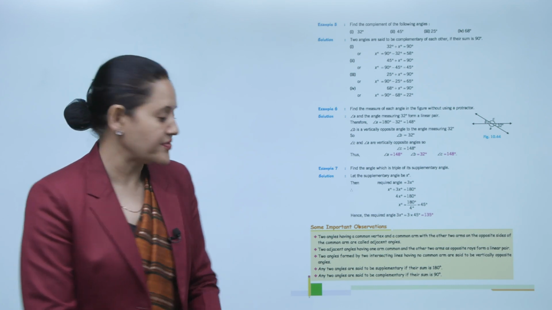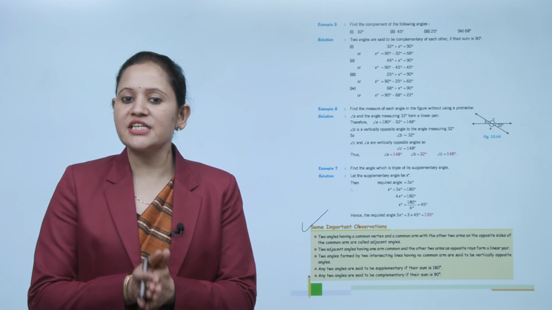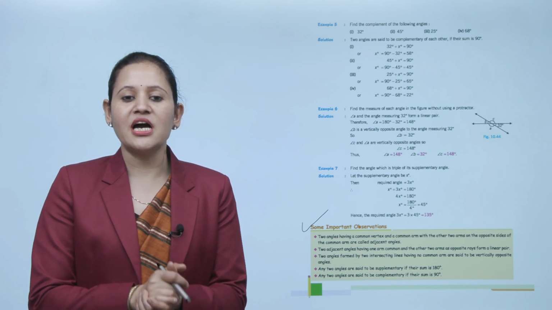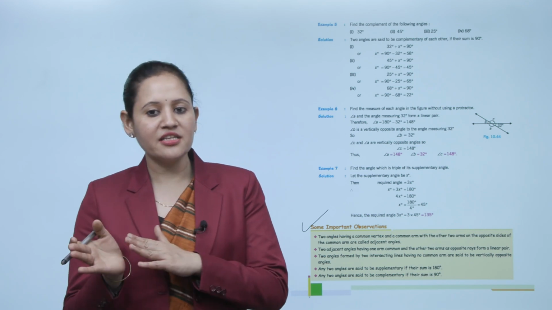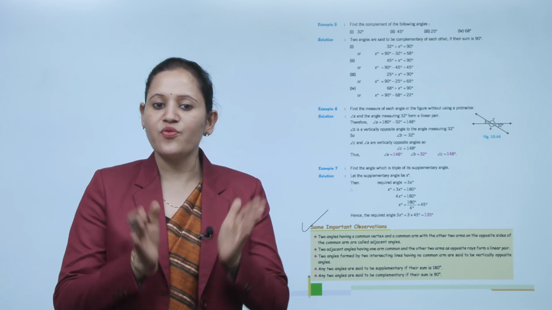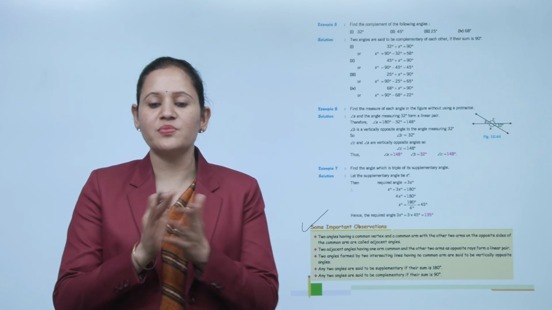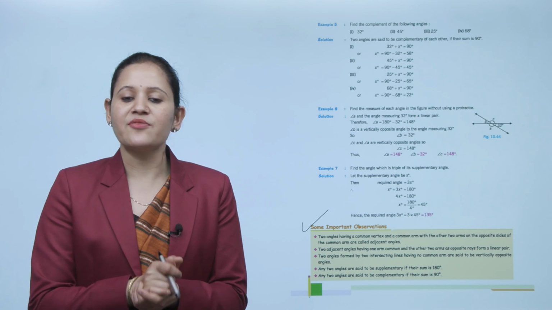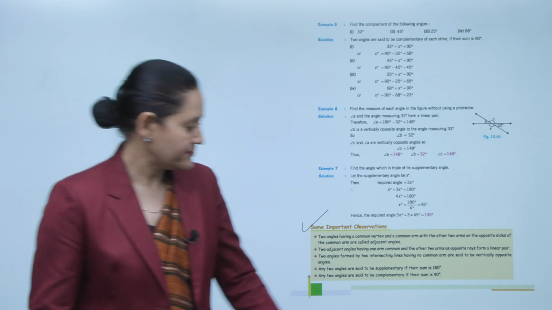Next are some important observations. Two angles having a common vertex and a common arm, with the other two arms on the opposite sides of the common arm, are called adjacent angles. Two adjacent angles having one arm common and the other arms as opposite rays form a linear pair. Two angles formed by two intersecting lines having no common arm are said to be vertically opposite angles. Any two angles are said to be supplementary if their sum is 180 degrees. Any two angles are said to be complementary if their sum is 90 degrees.